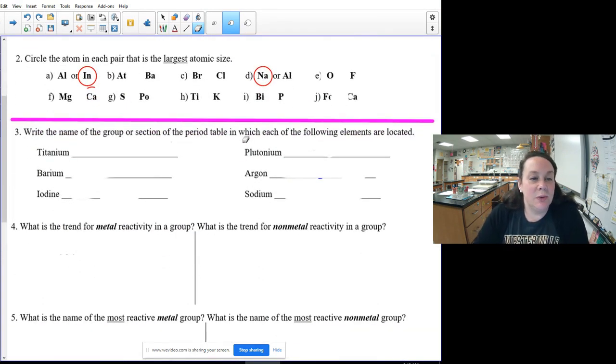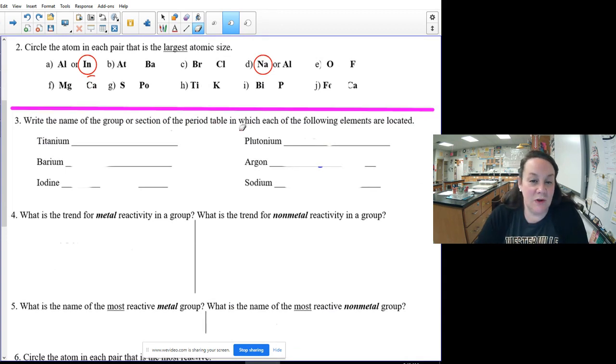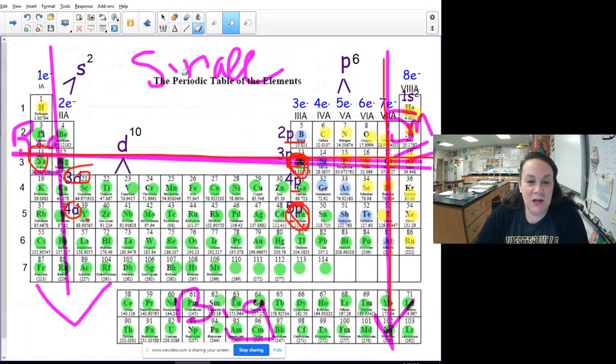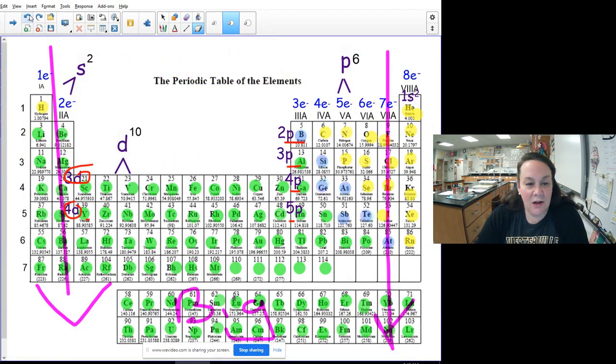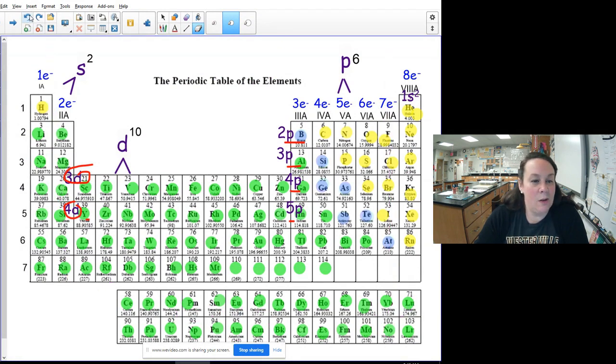The next part was please write the name of the group or the section of the periodic table in which these following elements are located. So I'm not going to do that for you because there's only one of each. But for instance, titanium, what you would do is you would take a look here and you would say titanium is in this group. Titanium is right here. And hopefully you know that those are the transition metals.